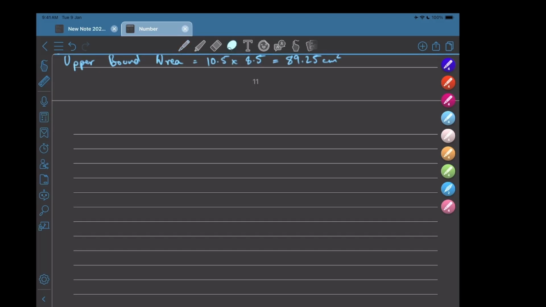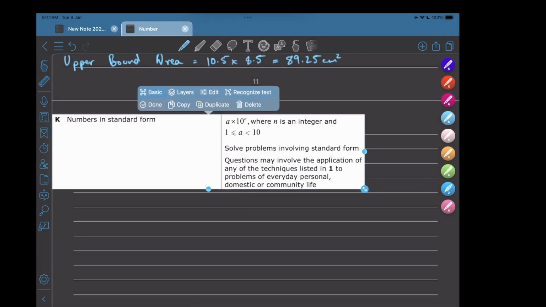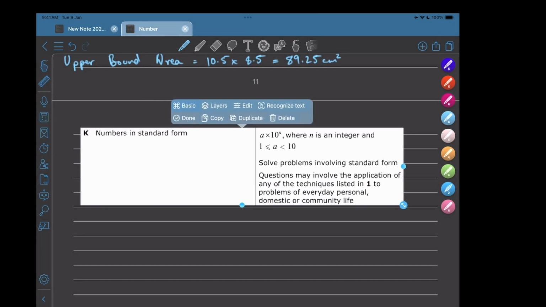All right, now let's move on to the last specification for this unit, which is numbers in standard form. You must know how to write numbers in standard form, and why standard form is used. I'm going to explain that as well. Just a minute, let me just paste this.